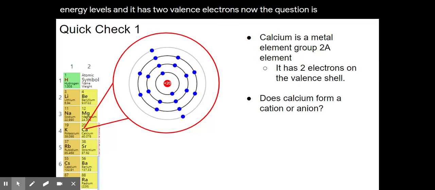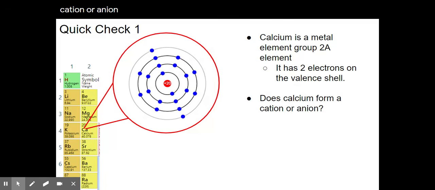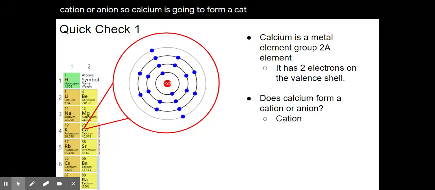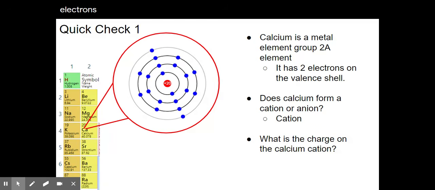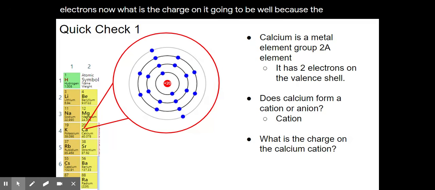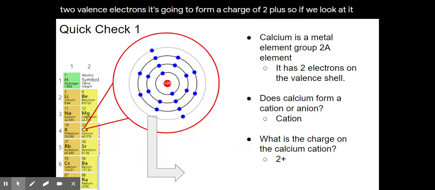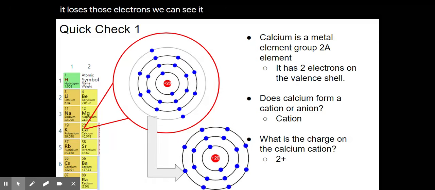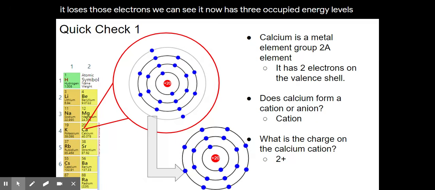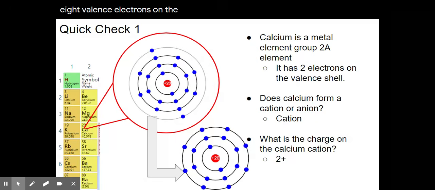Now the question is, does it form a cation or anion? Calcium is going to form a cation because it loses 2 valence electrons. Now, what is the charge on it going to be? Because the calcium lost 2 valence electrons, it's going to form a charge of 2 plus. If we look at it after it loses those electrons, we can see it now has 3 occupied energy levels with 8 valence electrons on the outer ring.